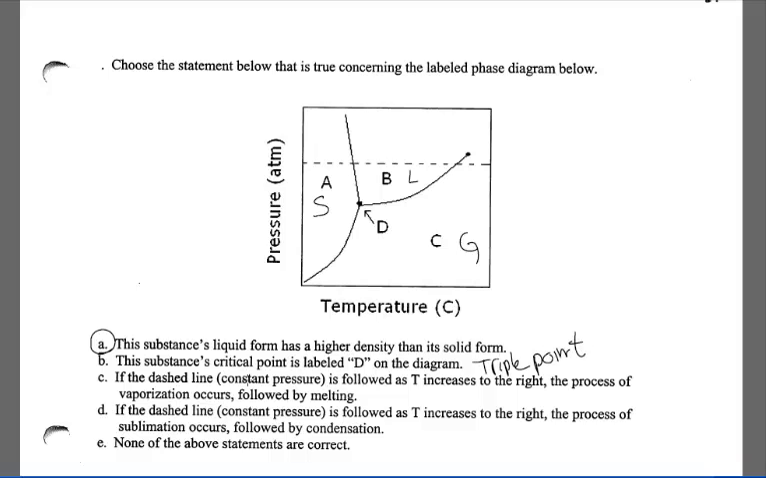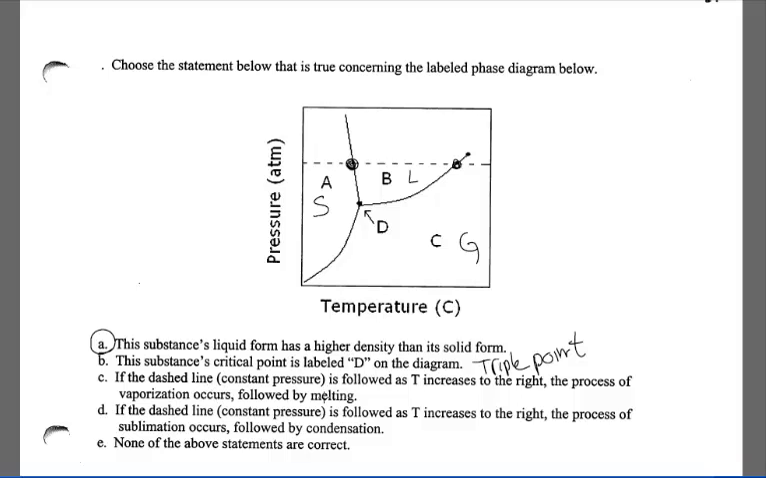How about the dashed line? Constant pressure is followed as T is increased. Okay, temperature goes up to the right. The process of vaporization occurs followed by melting. Okay, let's go across this line. First we get to this point, and then we get to this point. This one is solid to liquid. That one would be melting. The next point would be liquid to gas, which would be vaporization or boiling. And this one is backwards. The process of vaporization occurs first and then melting?